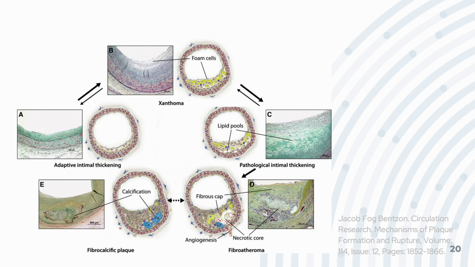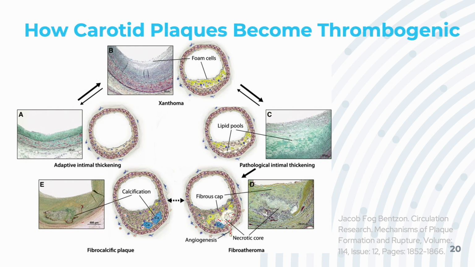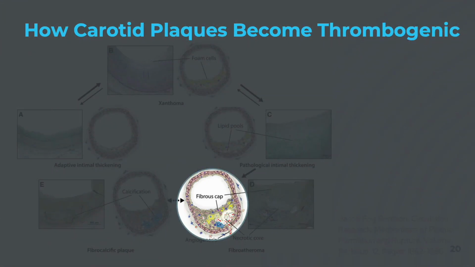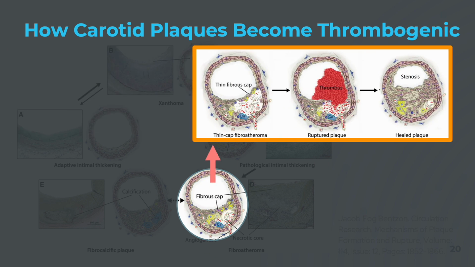So within this development of carotid plaque, there is a danger period in which the carotid plaque can become thrombogenic and puts the patient at risk for stroke. This happens when the plaque ruptures. So there's a defect in the fibrous cap that allows the core to become exposed to the blood, and then this becomes a source of thrombus that can then break off in the setting of ruptured plaque, causing a downstream stroke.